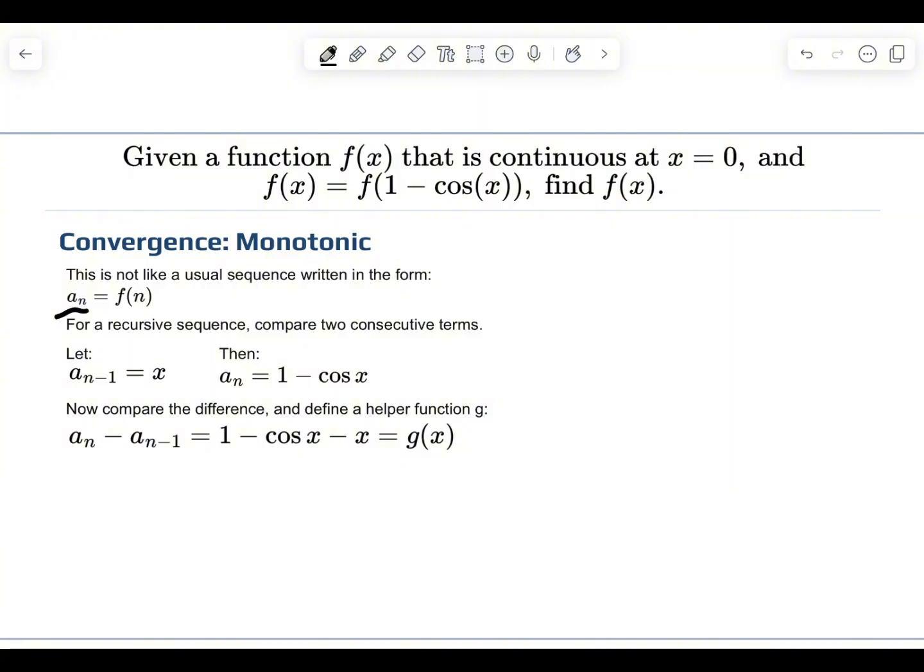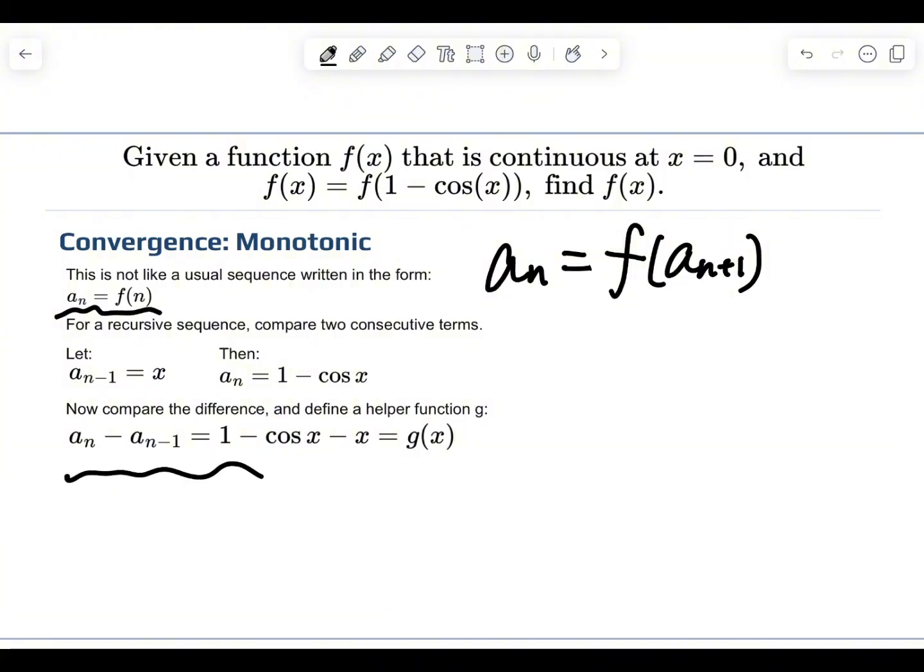So for a recursive sequence, we can compare two consecutive terms. For example, we can let a sub n minus 1 equal to x, then a sub n is equal to 1 minus cosine of x. So now we can compare the difference. The reason we need to compare the difference is that we can find whether the difference is always increasing or always decreasing, in order to say the sequence is monotonic or not monotonic.